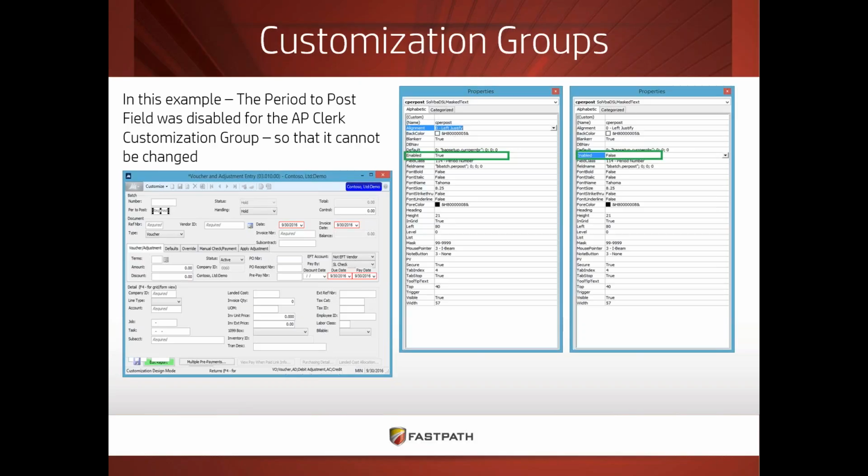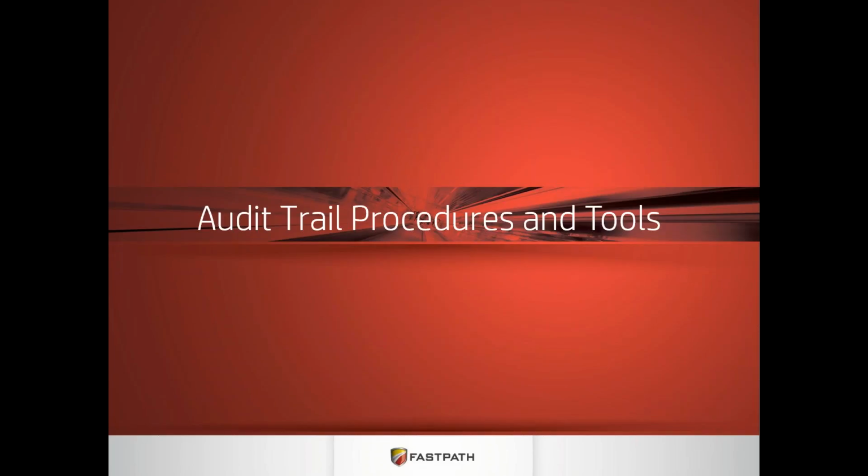And so when the AP clerical group goes ahead and opens up voucher and adjustment, they don't have the ability to change the period to post. So just think about that as far as the other fields that you have within the system, and any type of group and any type of role that you have, and whether you can enable and disable fields. There's a lot of key capability around that, right?